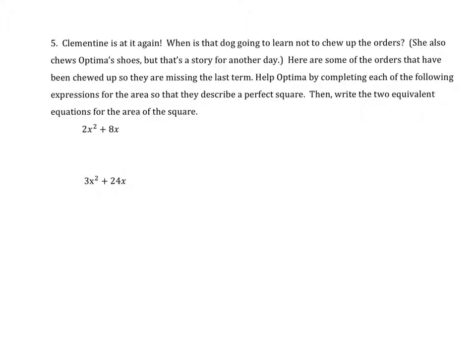So we're going to help her out by completing each of the following expressions for the area so that they describe a perfect square. So remember, we're just completing the square. So this first one starts with a 2x squared. So that means that we are starting with 2 blocks. Then it says we have 8 x's. So if we have 2 blocks, we're going to split those 8 x's over the 2 blocks.